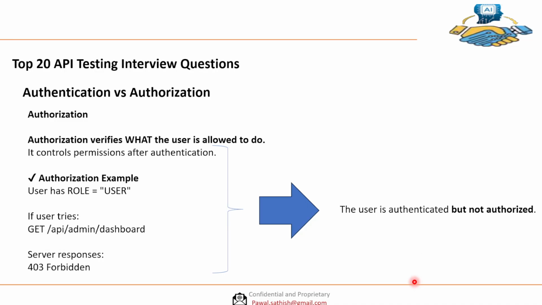Next is authorization. Authorization verifies what the user is allowed to do. It controls the permissions after the authentication. For example, role is equal to normal user, and if the user tries the admin dashboard, then we should return 403 Forbidden. The user is authenticated but not authorized. So first we do authentication, then we do authorization.